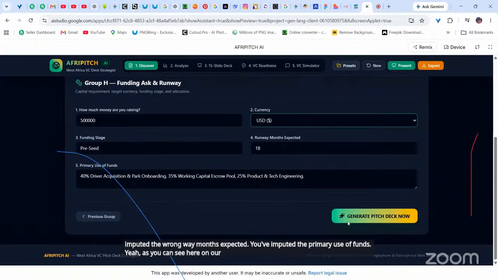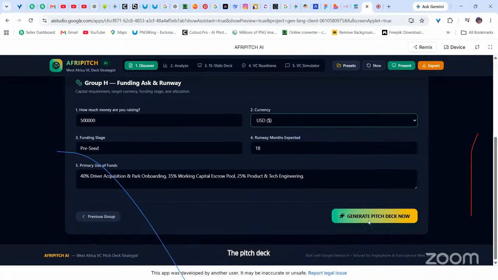So we now proceed to generate the pitch deck. You can see on my screen, it says generate pitch deck now. So I click on it, and it's analyzing. Let's wait for it a little.